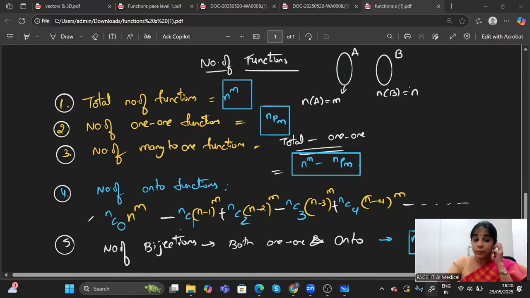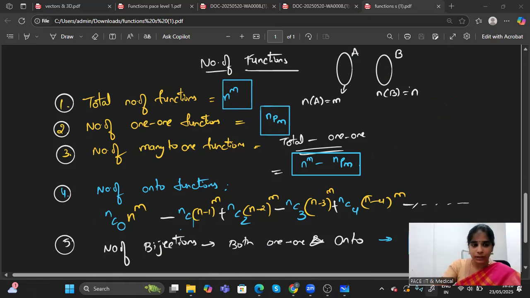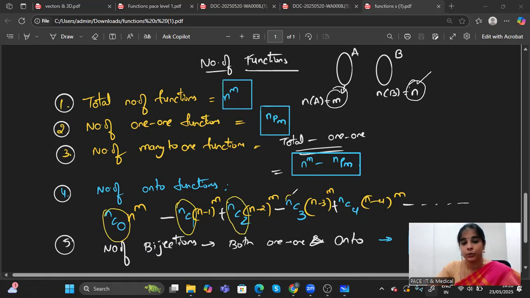Now coming to the number of onto functions. How can we get the number of onto functions? It is easy to remember the formula. Let me tell you. Suppose you have m elements in set A and n elements in set B. Always start with nC0, nC1, nC2, nC3. Keep writing that way, right?